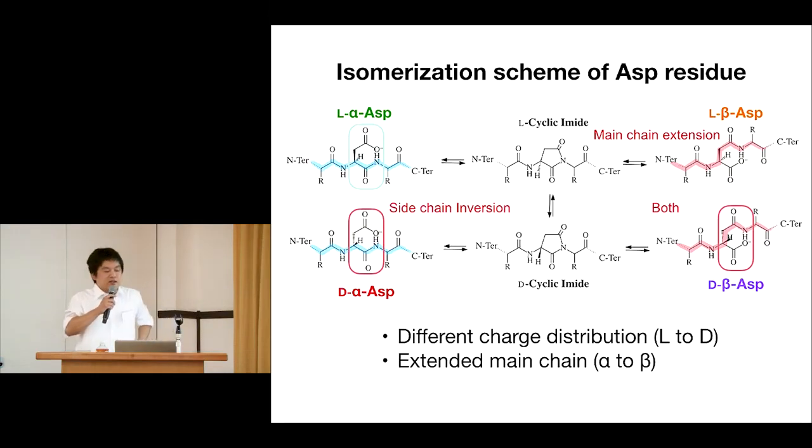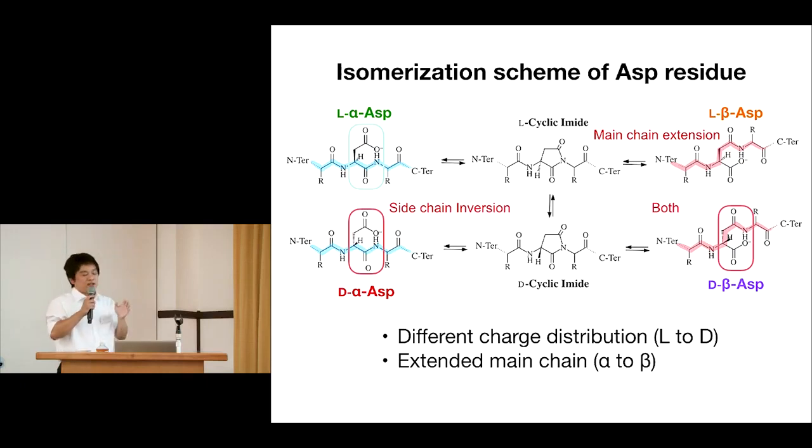The next is a scheme for this reaction. This is a completely chemical, non-enzymatic, spontaneous reaction in our body. From L-alpha aspartate, they proceed to the five-membered ring intermediate at the center of the picture, and they change to L-beta, D-alpha, and D-beta aspartate in our protein.